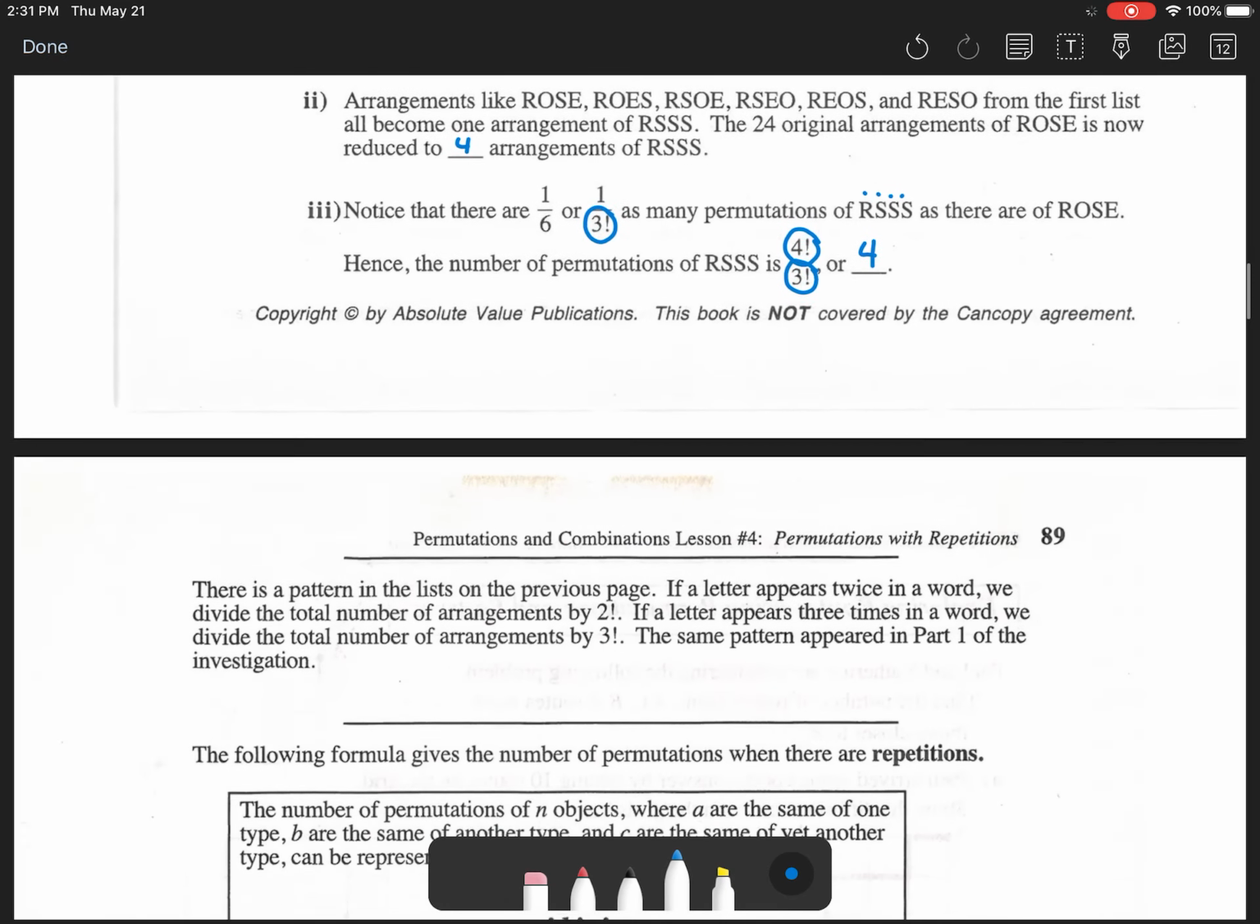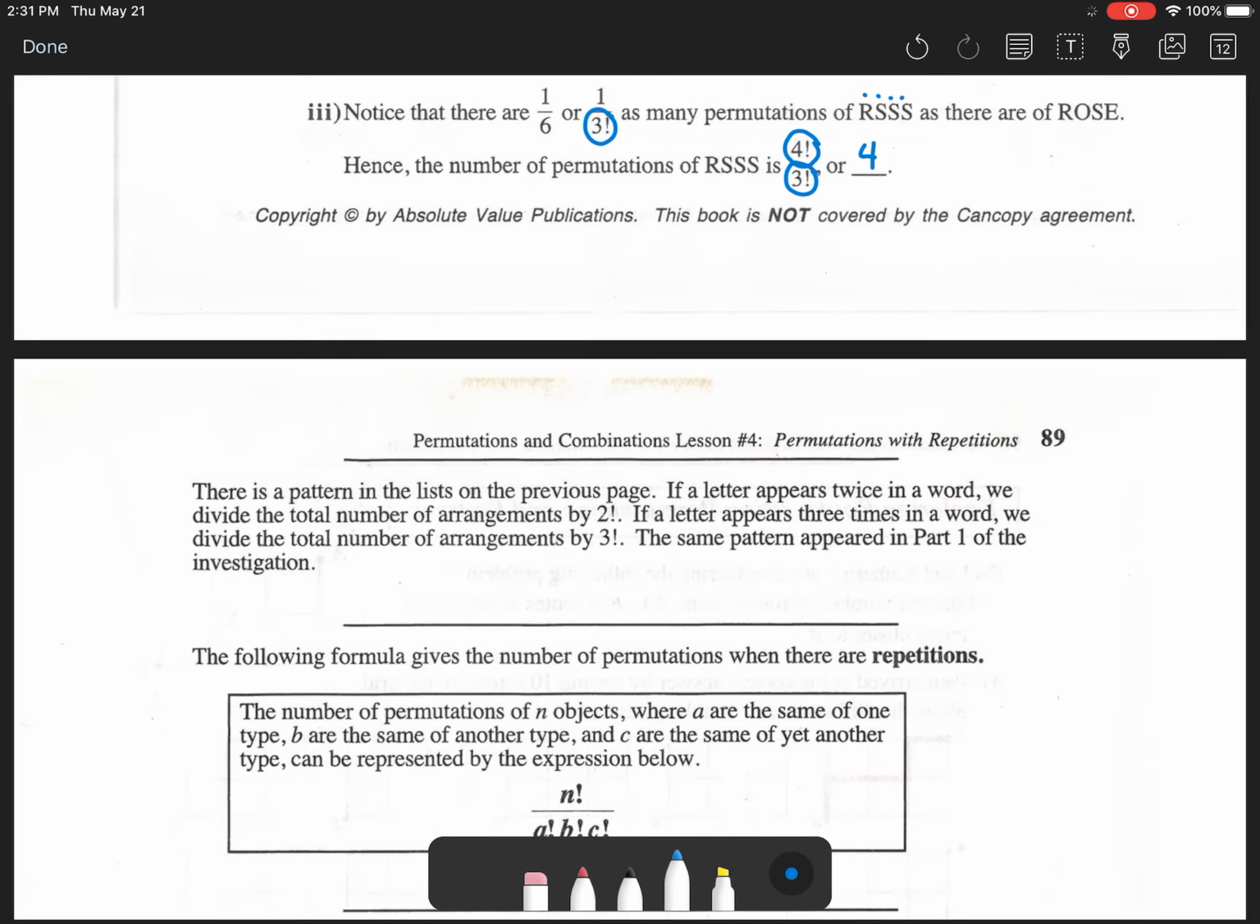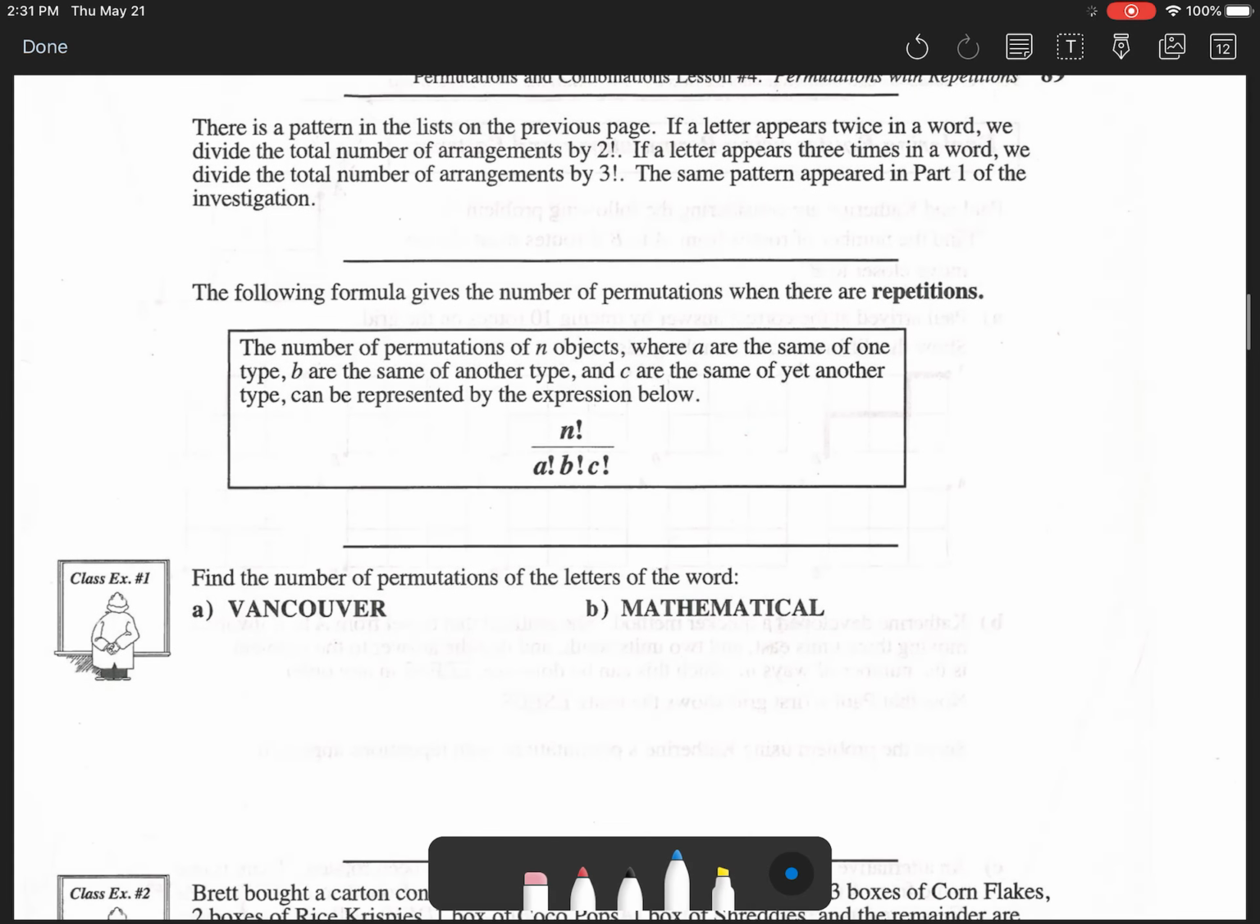So on the next page, it does say there's a pattern in the list on the previous page. If a letter appears twice in a word, we divide by 2 factorial. If a letter appears 3 times, we divide by 3 factorial. And that basically takes us to this right here.